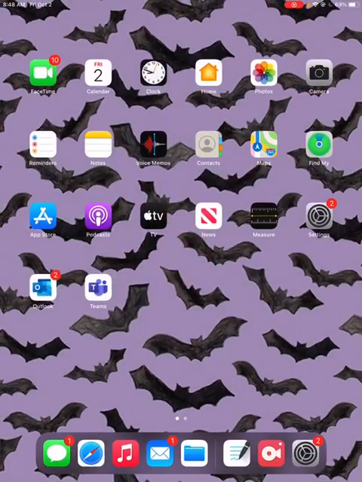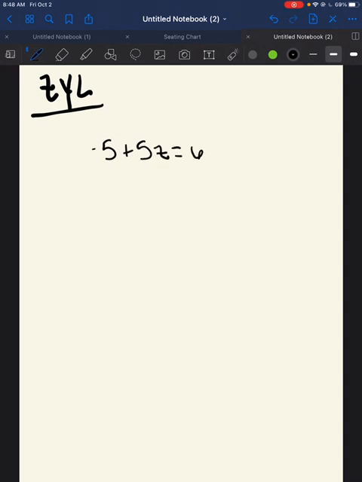Okay, so today we are doing a tutorial for ZYL. I'm going to pull it up on my laptop for you, and I'm just going to copy down the question. So this is ZYL, okay? This is when variables are on both sides. So for my first one, I'm going to do an easy one, start from 0 smart score. I've got negative 5 plus 5z equals 6z.